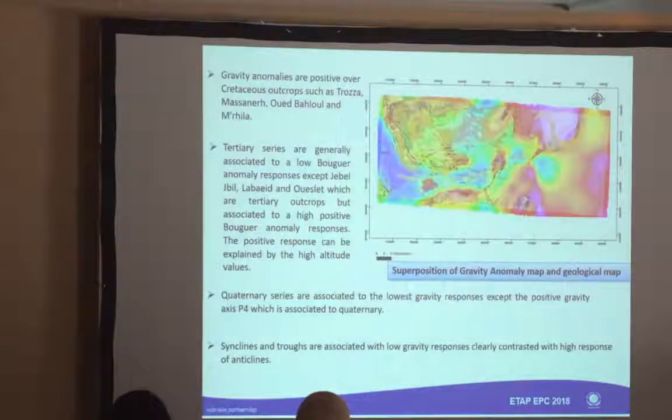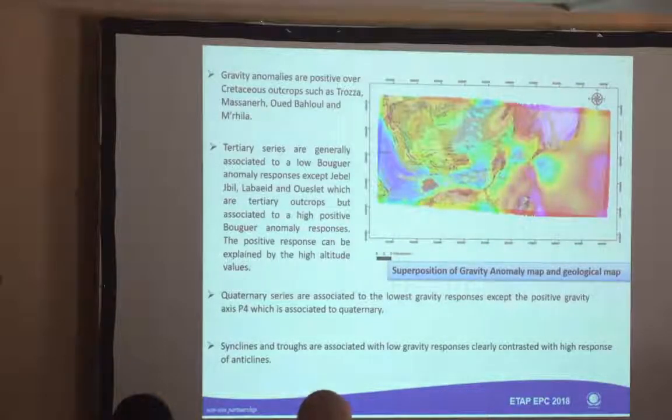The superposition of the gravity anomaly map and the geological map allows us to outline some points. Gravity anomalies are positive over Cretaceous outcrops such as Trozza, Masanna, and Behlul. Tertiary series are generally associated with a low Bouguer anomaly response, except Jbel Jbil, Labayl, and Waslet, which are Tertiary outcrops but associated with high positive Bouguer anomaly responses. The positive response can be explained by the high altitude values.